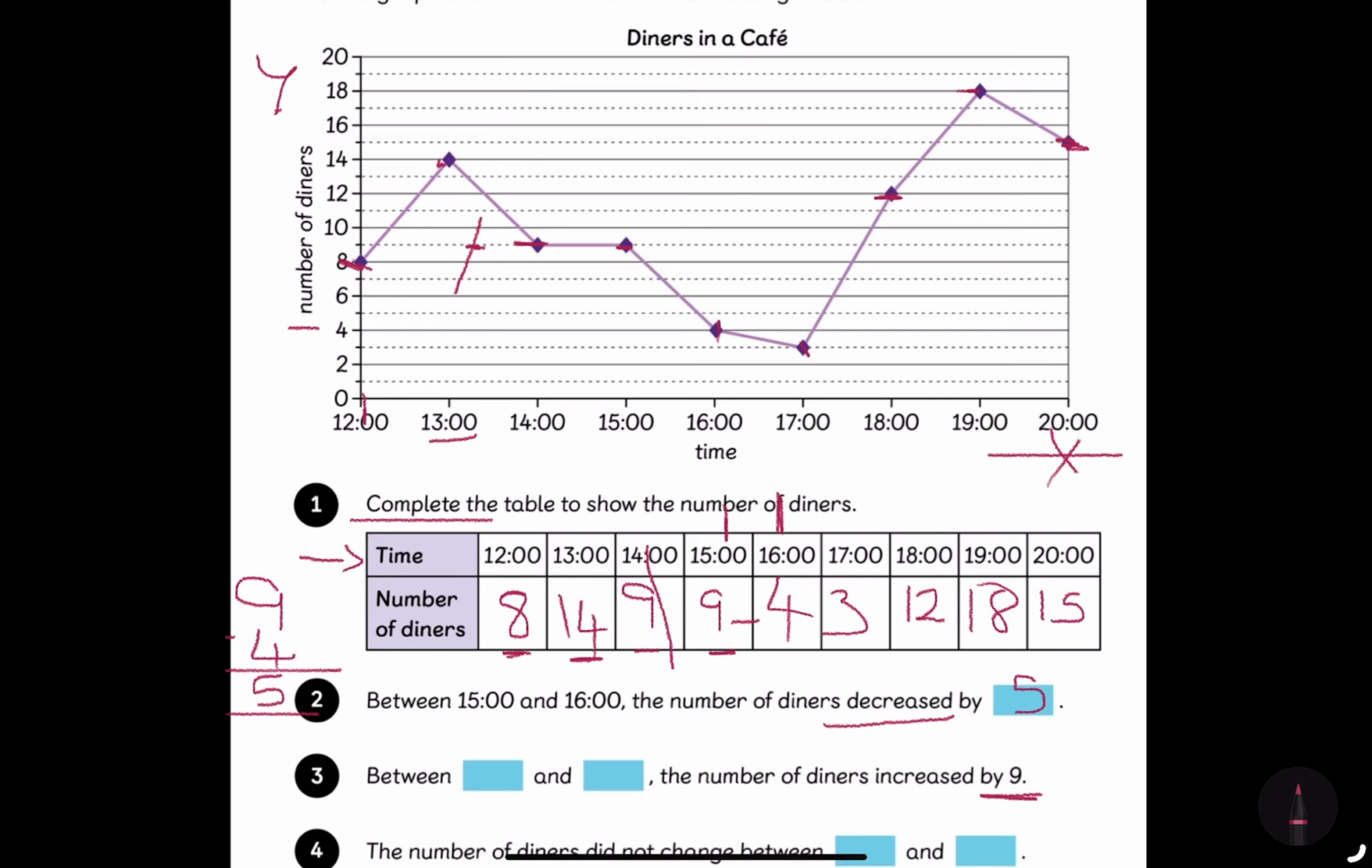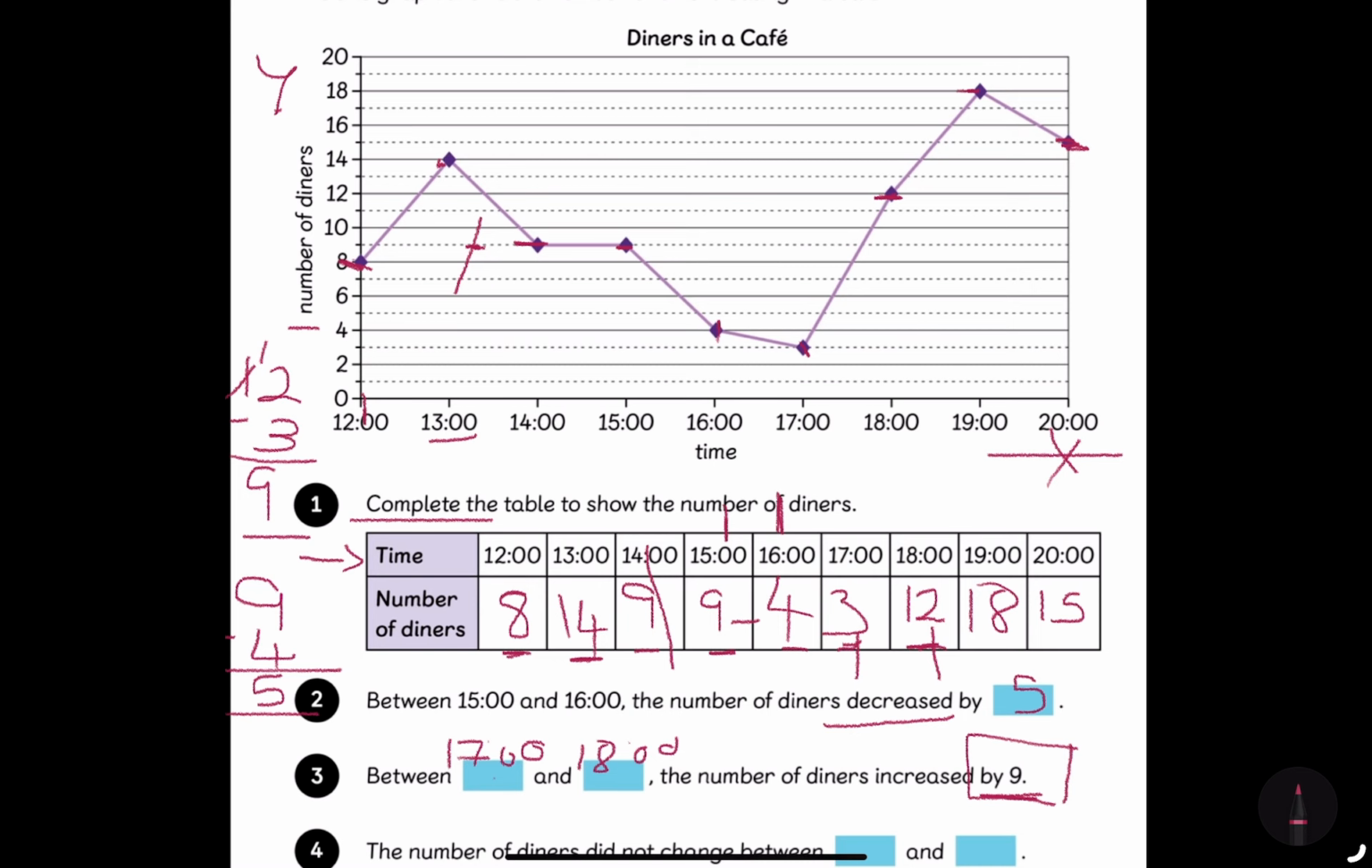Then I have 4 and 3, and you see that there is no increase, there is just a decrease. Now from 3 to 12, there is an increase. Let's count, maybe it could be 9. So therefore, I have 12 minus 3. So we know 2 cannot minus 3, and I'll take the 12 after borrowing. So I get my answer as 9. So as we have got the increase by 9, let's see the time. The time was 17 to 18. So between 17 and 18, we have the number of diners increased by 9.